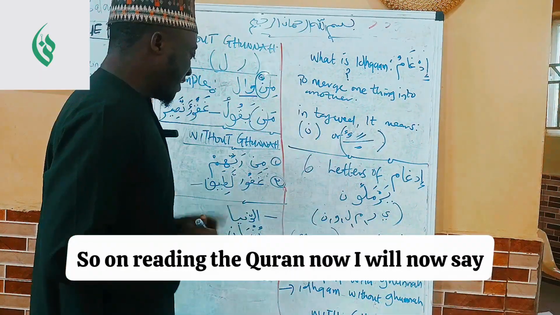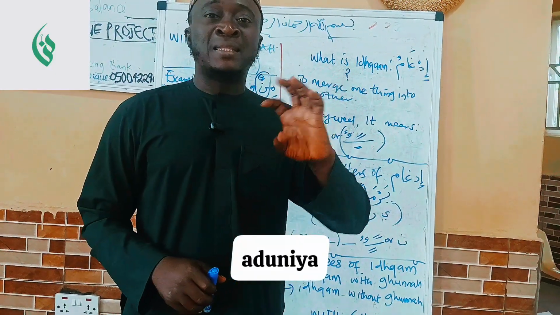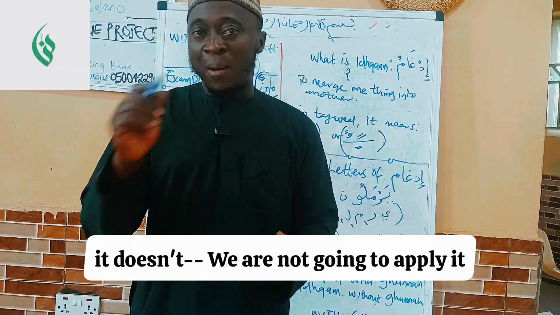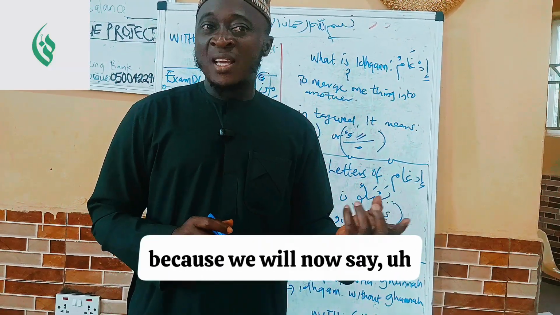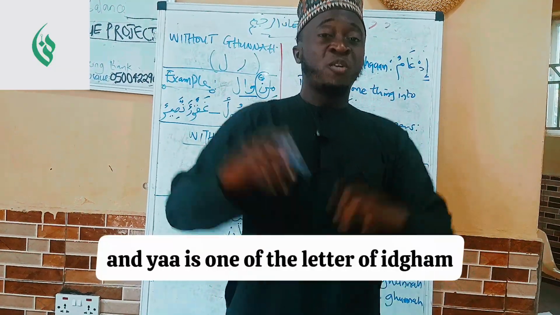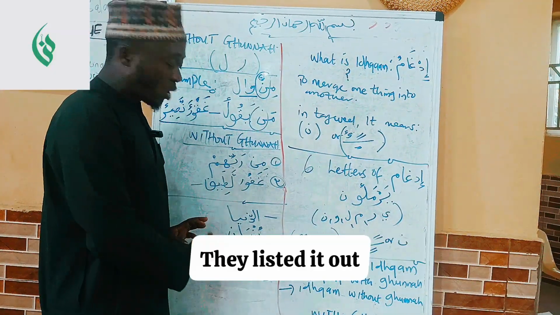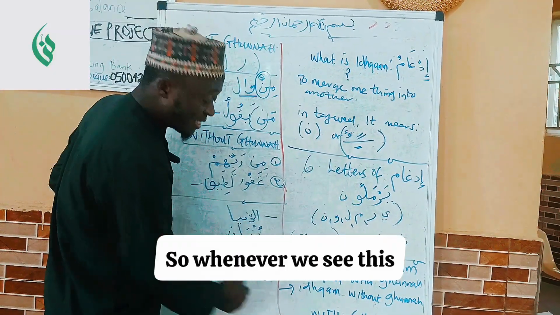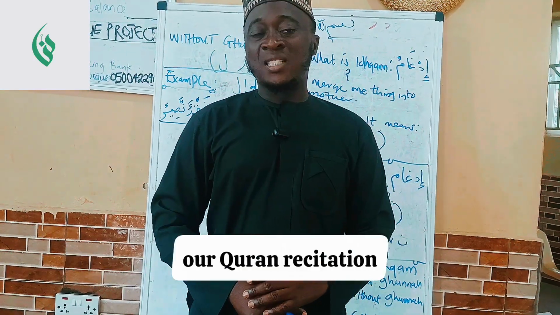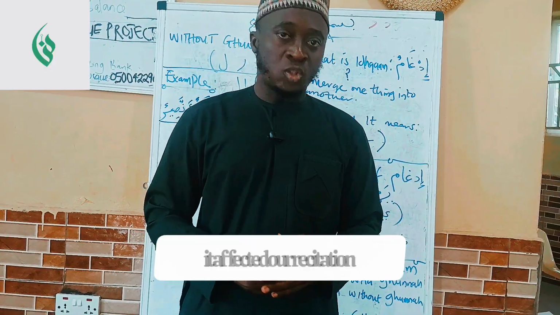So on reading the Quran now, if I say Ad-dunya with idgham, that is wrong. We are not going to apply it, because we will not say that after all we have seen Nun Sakinah preceded by Ya, and Ya is one of the letters of Idghām. We are not going to apply it. They listed the words in the Quran, 1, 2, 3, 4. Whenever we see these, we are not going to apply Idghām, because if we do, it affects our recitation.